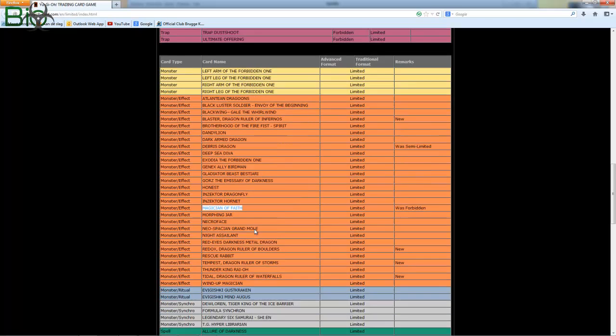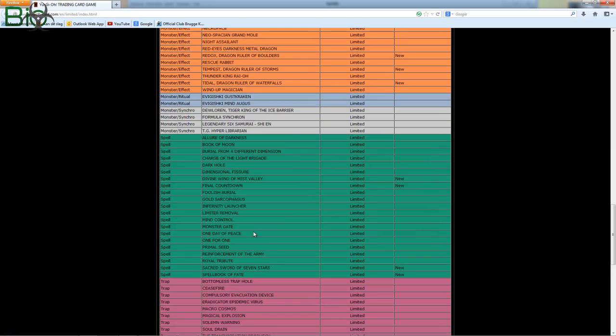If we then move on to the green section, to the spell section, we already discussed Sacred Sword of Seven Stars, but we also see Divine Wind of the Mist Valley right here. I think here that Konami really didn't want Harpies to be trolling around too much, so I think they just limited this card as a precaution. Next we see Final Countdown getting limited. This basically is the same story as they did to Self-Destruct Button.